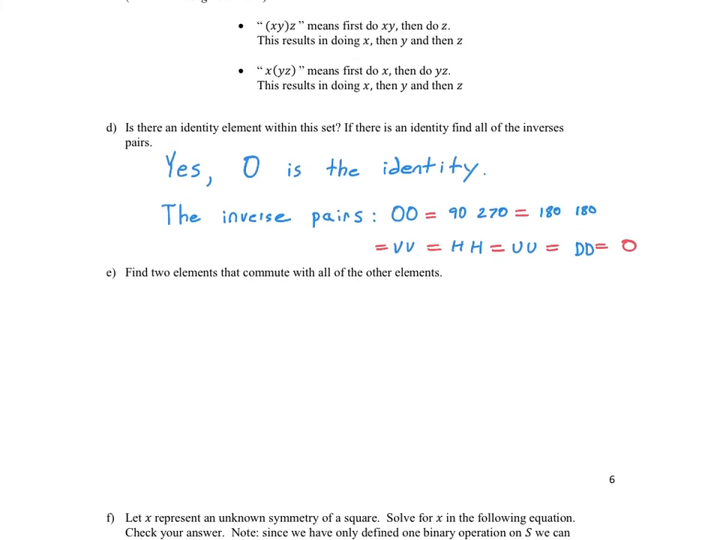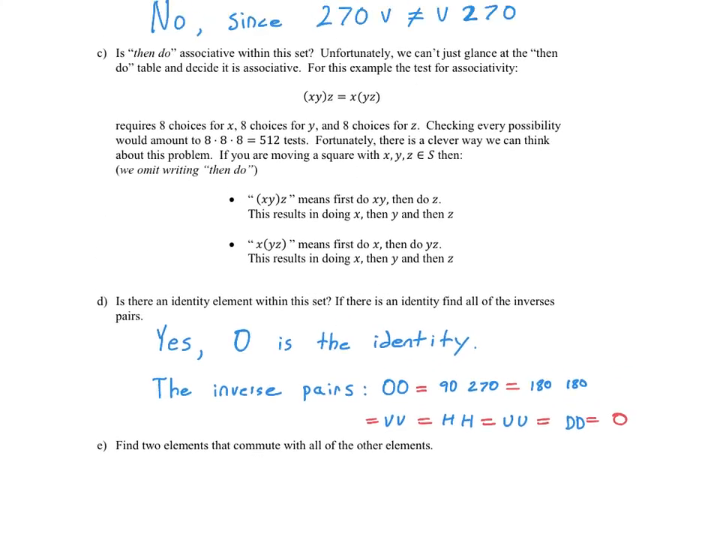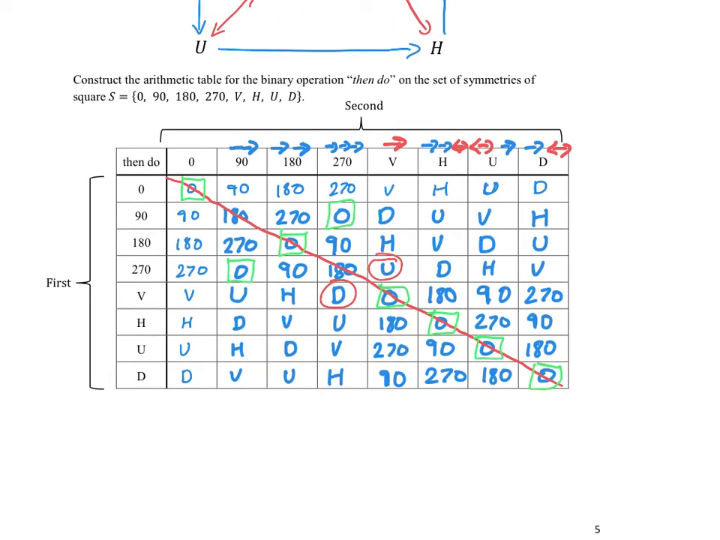Okay, let's move on to part E. So part E says, find 2 elements that commute with all other elements. Now, in general, we found that our table was not commutative. We came up with an example of it not being commutative. But we're now going to try to search for 2 elements that we can switch order with. So we'll go back to our table, and we're going to look for a matching row and column.